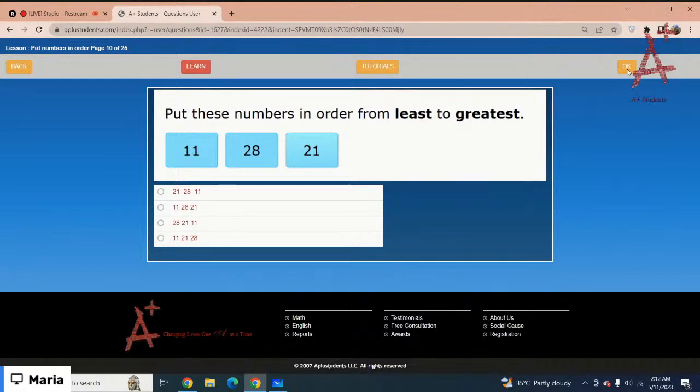Put these numbers in order from least to greatest. So which is the correct option? 11, 28, 21. Which is the correct option? It would be 11, 21, and 28. Got it? 11, 21, and 28. That would be the last option.